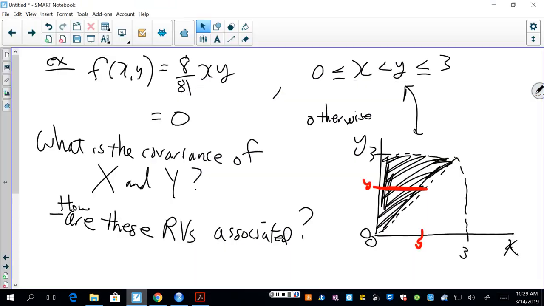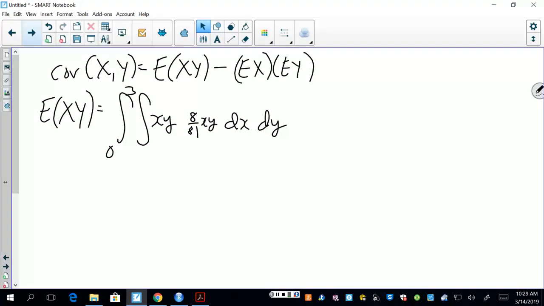So if we do want to do this integral, once we have y, x can go from 0 up to y. And so that does that little piece of the triangle. And then, given that we do that one, y can go from 0 to 3. So we integrate this, 0 to 3 on the outside, the 8 over 81. And we're integrating first with respect to x, so y isn't going to be changing.